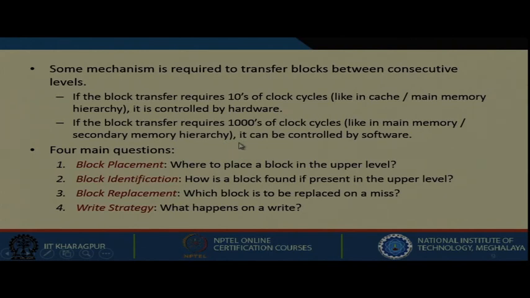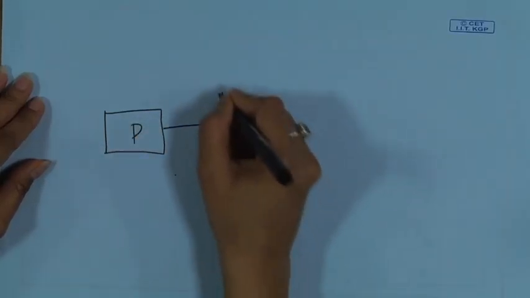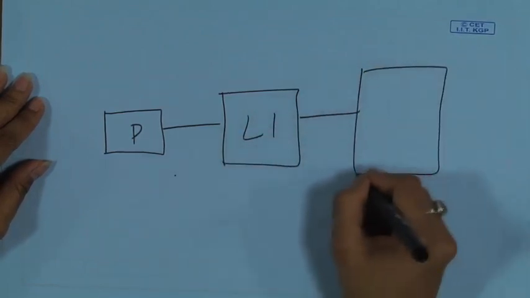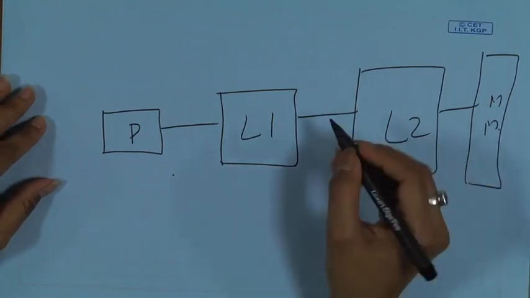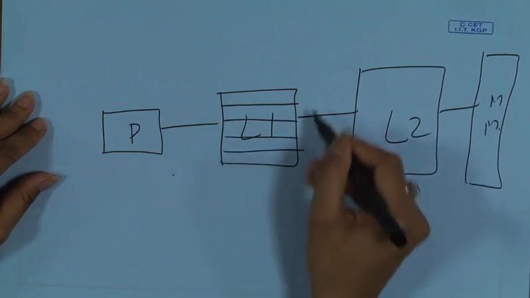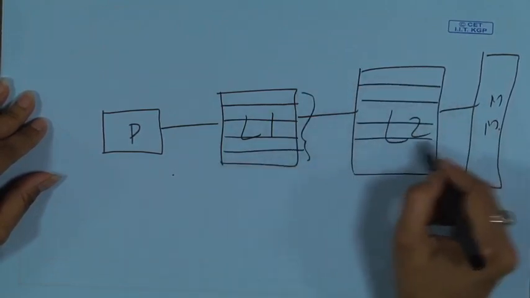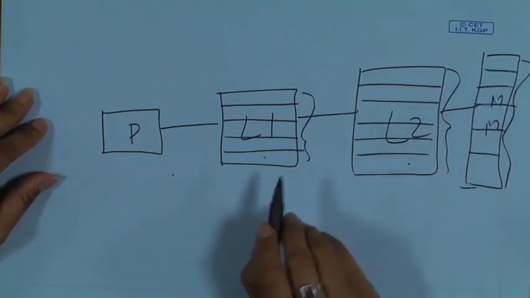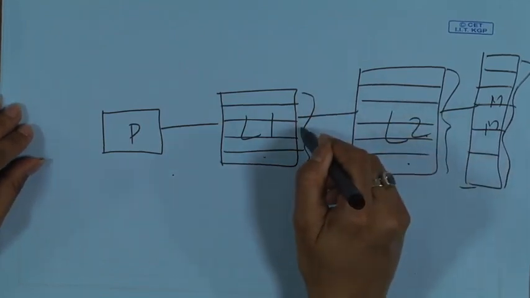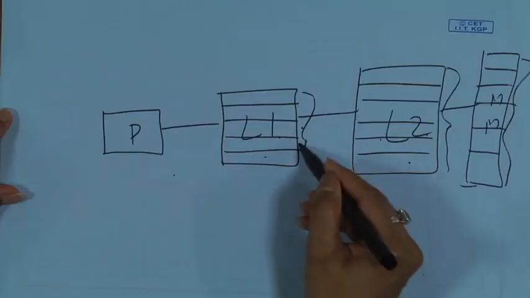At this point, a few questions arise. One is block placement. Let us say we have different levels of memory. Again, we have the processor, the L1 cache, the L2 cache, and the main memory. The cache is smaller and has some blocks, but the number of blocks in main memory will be more as compared to this, and this will also have some blocks. Now the point is where we will place a block. When we bring a block from here, where we will place it here needs to be understood.